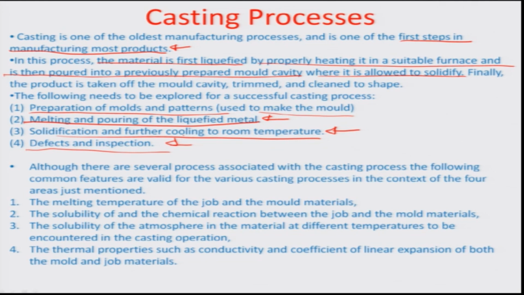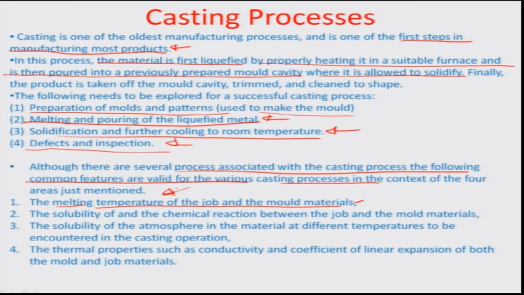So, although there are several processes associated with casting, the following casting processes are in context of the 4 areas just mentioned. One is the melting temperature of the job and the mold material. This is very critical, because it should not happen that the mold starts melting away and joins the liquid metal because of the superheat that the material is in. So, you have to be able to have a refractory in any event which does not have its own contribution by melting into the cast. Okay. That is how the mold materials would be.